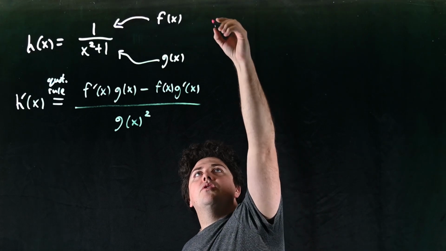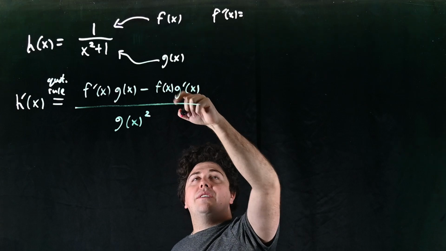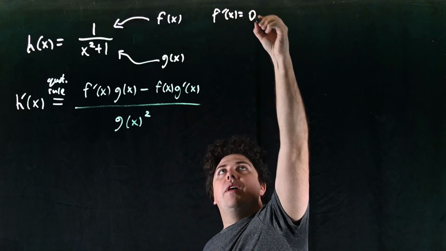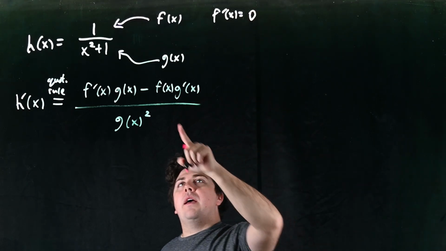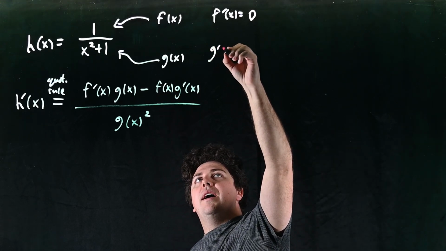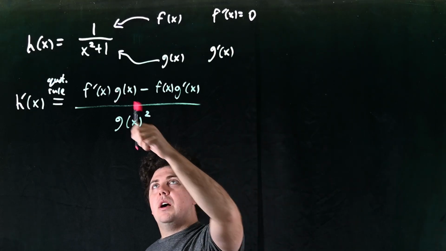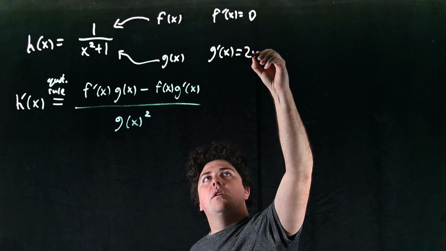Indeed, in this case, f at x is just 1, so the derivative of that is going to be 0. And downstairs, g of x is just a polynomial. We saw last video how to differentiate polynomials. The derivative of this guy is just going to be 2x.